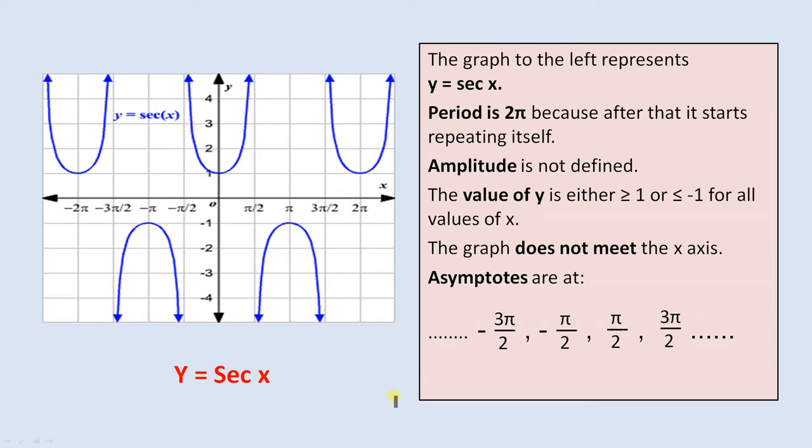Again, the graph does not meet the x-axis, and you can see the asymptotes quite easily. Minus 3 pi on 2, minus pi on 2, pi on 2, 3 pi on 2, similarly in that direction, and similarly in that direction.